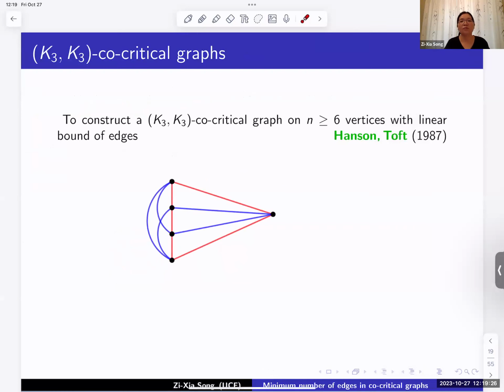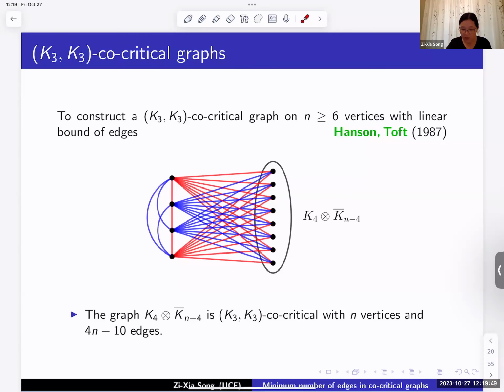First I'm going to redraw my K5. I single a vertex out, together with all the coloring here. Now for any n you give me, I'm going to duplicate this vertex n minus 5 times. When I duplicate, I also duplicate the colors the same. So this becomes K4 joined with the complement of K_{n-4}, an independent set on n minus 4 vertices. So I need to duplicate n minus 5 times here.